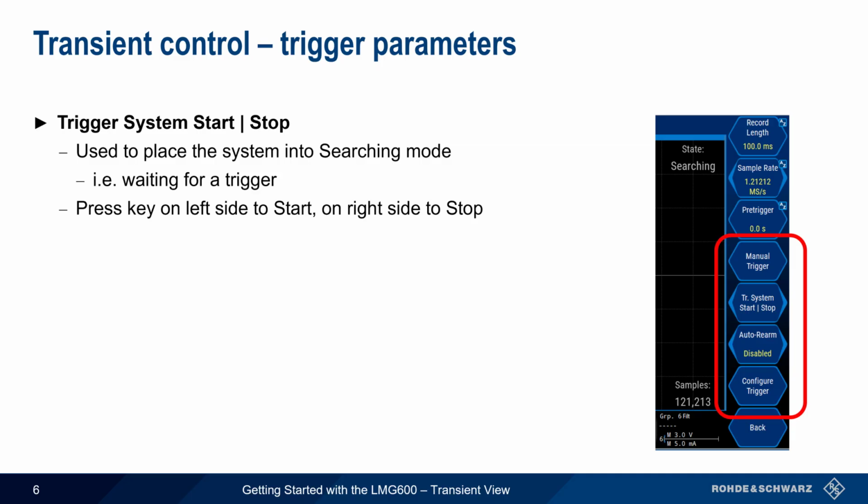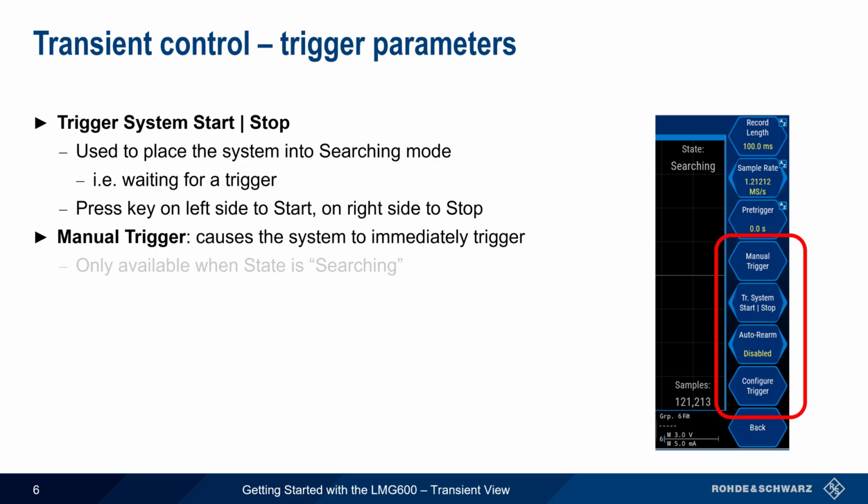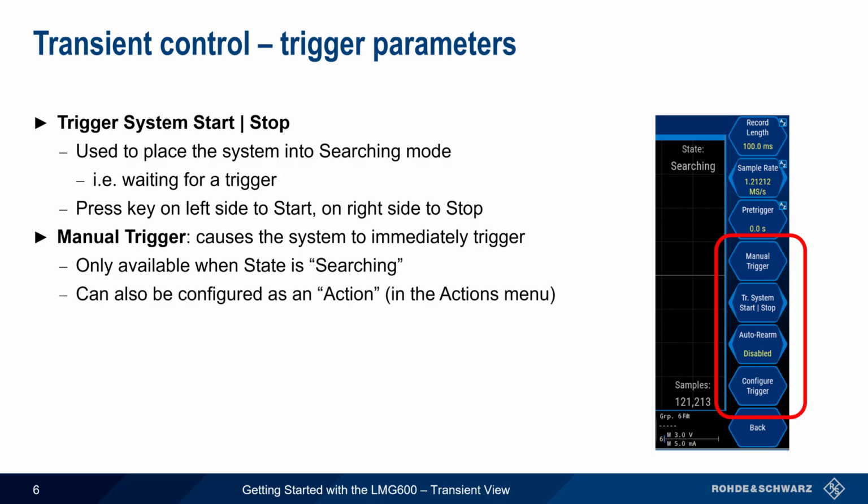this search. The system can also be manually triggered by pressing the manual trigger key. The system state must, however, be searching for this button to be active. In addition, manual triggering can also be started by pressing the execute key on the front panel. This is configured in the Actions menu, which is described in a separate presentation.